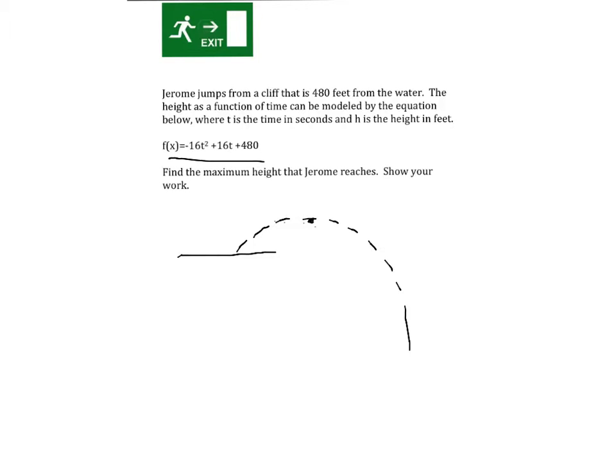And so what's the maximum height? I asked them, well, what point are we actually trying to find to get the maximum height that he reaches? And so that's actually the vertex. So how do you find it? Is this equation in standard form?